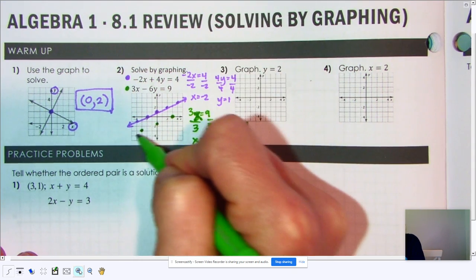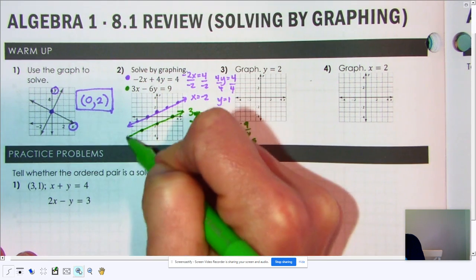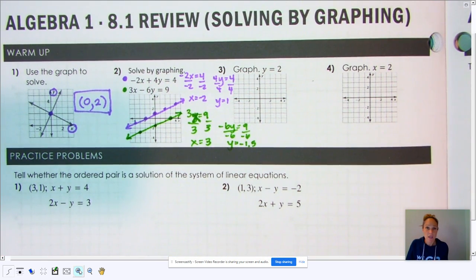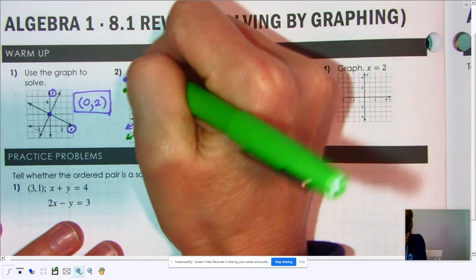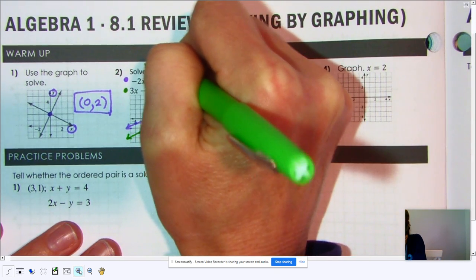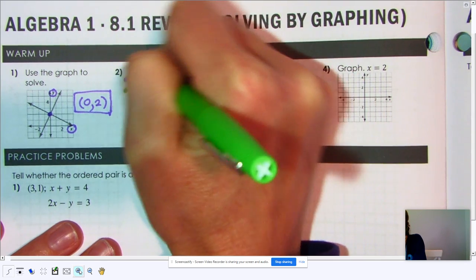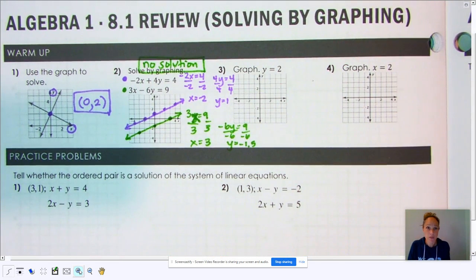So I think these ones are parallel. Looks like it, you guys. So if they are parallel, that means that they never intersect. I should have looked at these problems first before I started talking. Anyways, this is what happens when you're doing the work together. So you should be noticing there's something odd about these. I don't think they are going to cross. So if they never cross, if they're parallel, you would write that there is no solution. There is no value that will make both of those equations equal to each other.